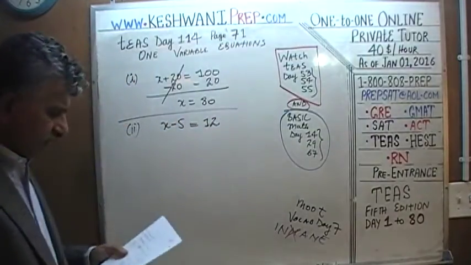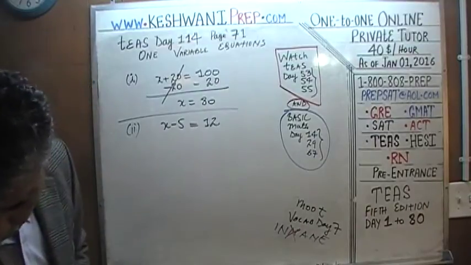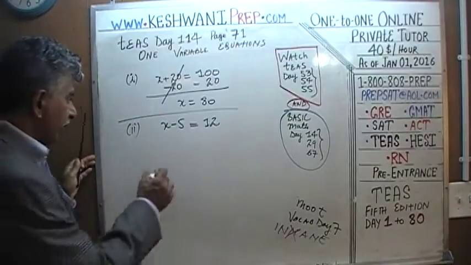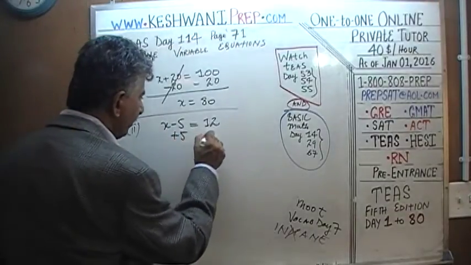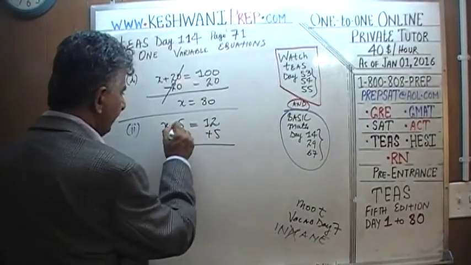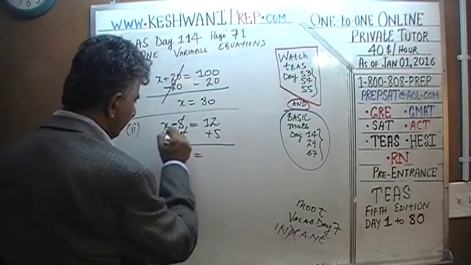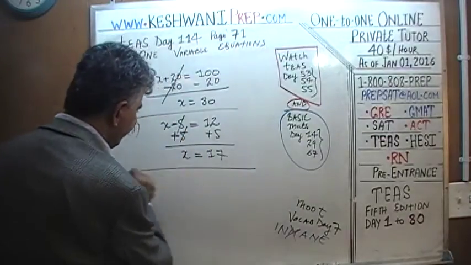It says x minus 5 is 12. What number minus 5 is going to be 12? Obviously, 17 minus 5 is going to be 12, but if you want to show your work, we add 5 to both sides, because we have a negative 5 here, so we add 5, so it cancels out, and x comes down, and it's 17.